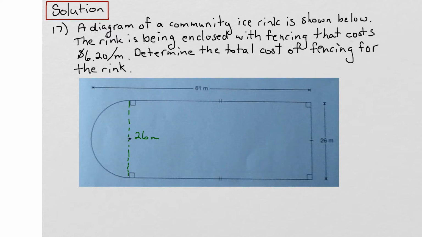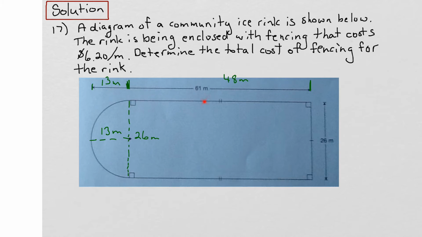Well, if the diameter is 26 meters, I can draw in a radius here going in this direction, which would be half the diameter, or 13 meters. So we know that the length from here to here is 13 meters. Therefore, the length from here to here would be the 61 meter long line shown here minus the 13 meter radius, or 48 meters.